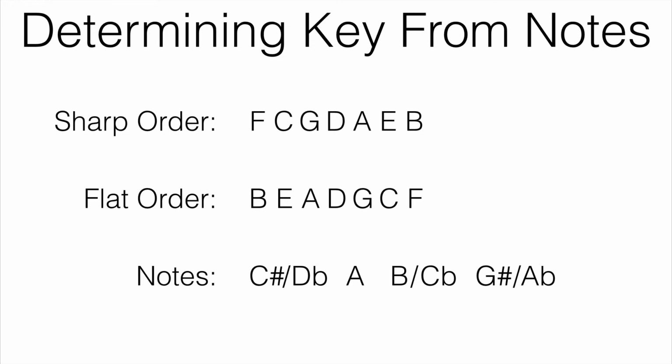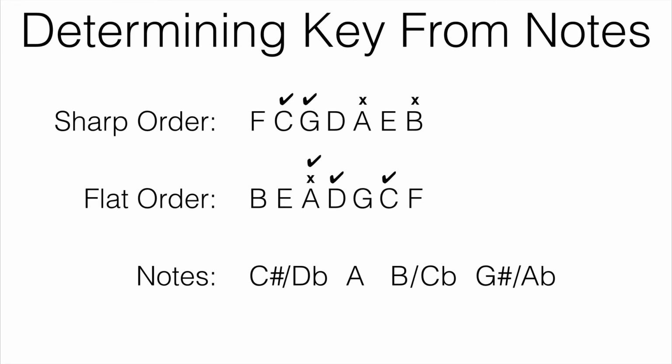Let's place our check marks and X's now. Put a check mark over C sharp and D flat. Put an X over A sharp and A flat since we have A natural. For B or C flat, put an X over B sharp due to the B affecting only the sharp list, and a check over C flat since it affects the flat list. For the G sharp or A flat note, put a check over G sharp and a check over A flat.